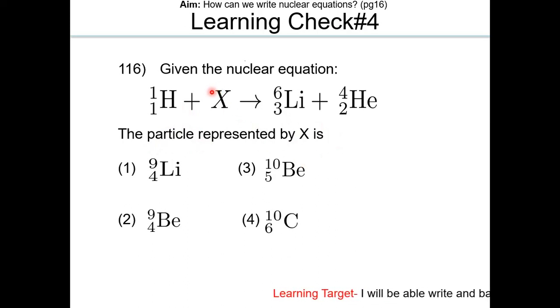So we know the top numbers must add up to 10 on both sides, so X must have a mass number of 9. So 3 and 4 are wrong. The sum of the bottom numbers must equal 5. So X must have an atomic number of 4. So the answer is choice 2.